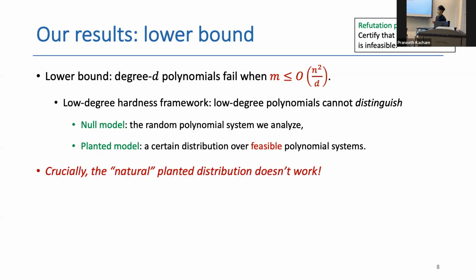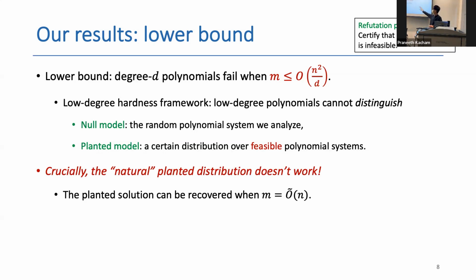So here's a crucial point of our paper. The natural planted distribution doesn't work. And I'll go into what the natural planted distribution means later in the talk. But for this distribution, the solution can be recovered when m is a tilde order of n, which is close to the info theoretic threshold. So I'll explain this later in the lower bound section.